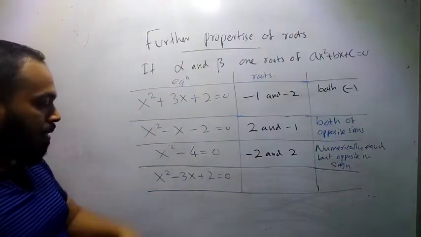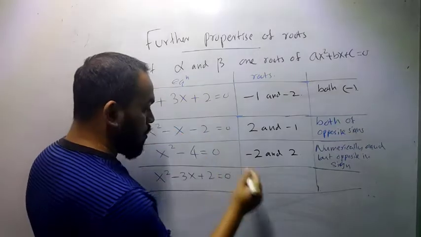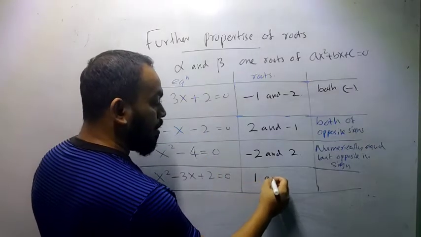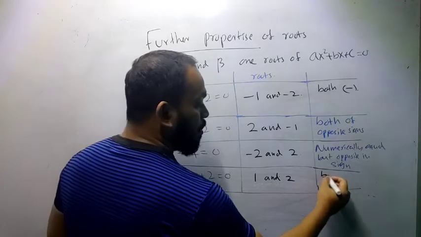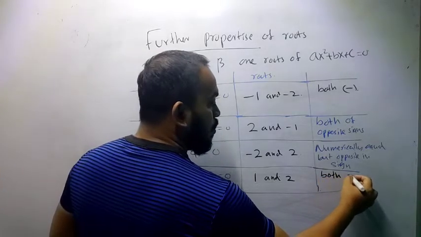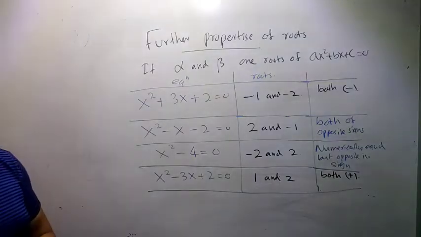Finally, we have this one. When you solve this quadratic equation, the roots you would get would be 1 and 2. Both roots are positive. So these are the 4 cases that we will look into.